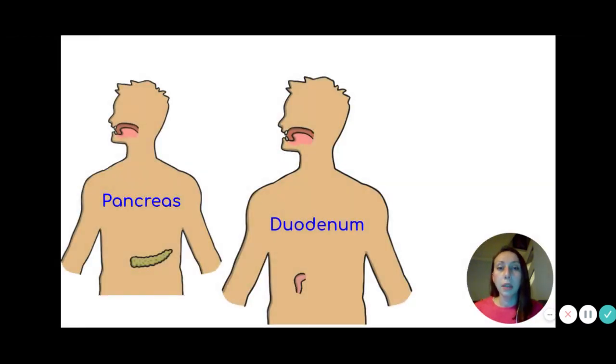The pancreas makes enzymes to break down carbohydrates, proteins and fats. And when the time is right and the food is about to travel out of the stomach, the pancreas and the gallbladder release the enzymes and bile into the duodenum, which is the very first part of our intestines. Let's try and say that now. Duodenum.